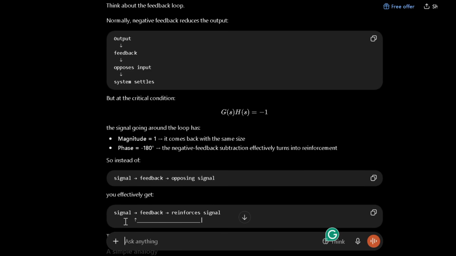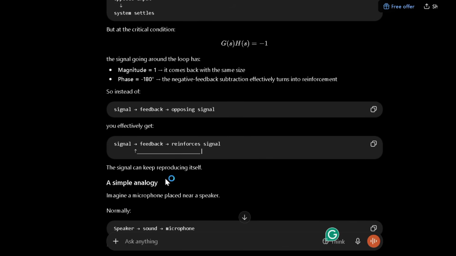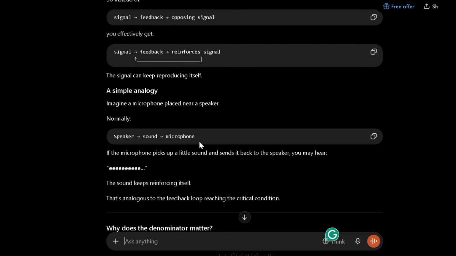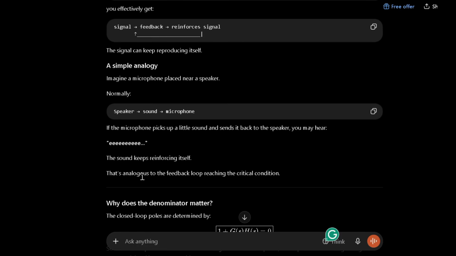A simple analogy: imagine a microphone placed near a speaker. If the microphone picks up a little sound and sends it back to the speaker, you may hear the sound keep reinforcing itself. That is the feedback reaching the critical condition.